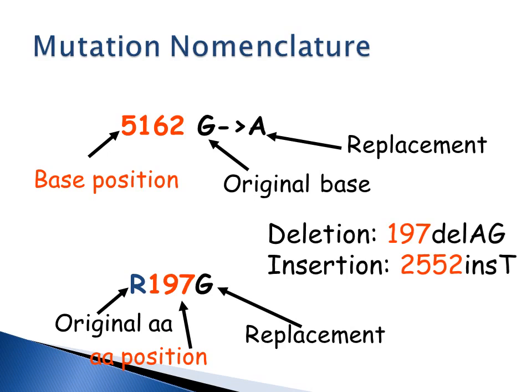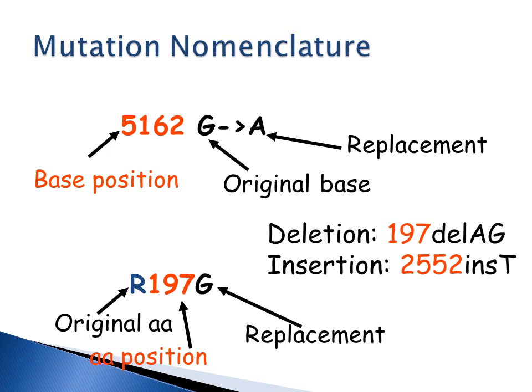When we're talking about nucleotides, we start out with the base position and then whatever the mutation is. So in the first example, base position 5162 in that gene, the original base was a G and it was converted to an A. You always start out with the base position and then whatever the mutation is.